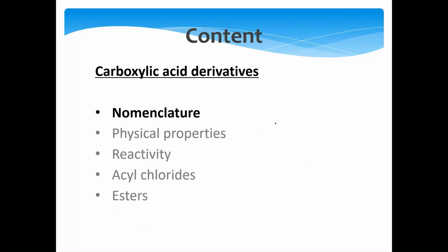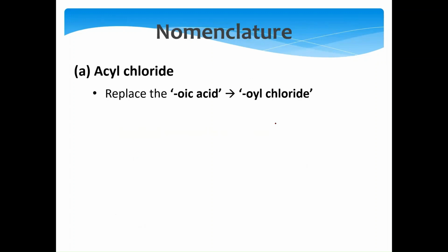Firstly, let's take a look at the nomenclature. For acyl chlorides, we will replace the oic acid with oyl chloride. So what does this mean? If you take a look at this CH3 C double bond OCl, if it had been a carboxylic acid, then we would have named it ethanoic acid. But in this case, it's an acyl chloride, so it'll be ethanoyl chloride.